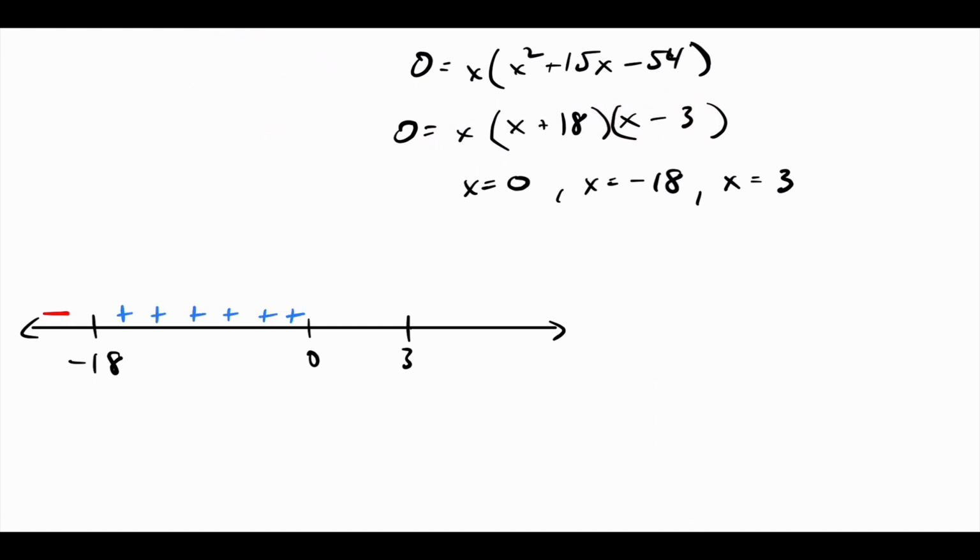If I plug in something between 0 and 3, 1, 2, whatever, it's going to be positive here, negative here, positive here. So positive times a negative makes a negative. And then if I plug in something bigger than 3, 4, 5, 10, 100, whatever you want, it's going to be positive here, and positive here.